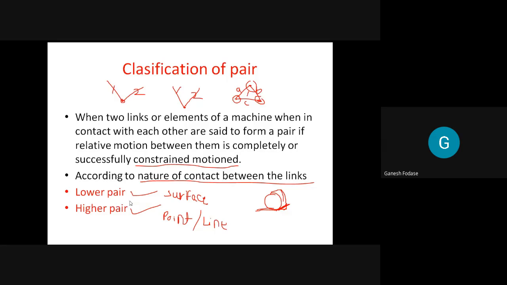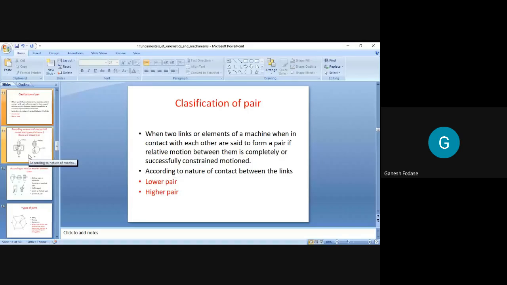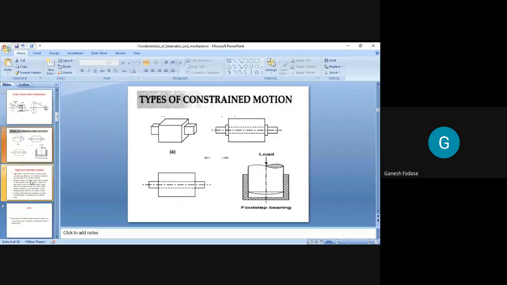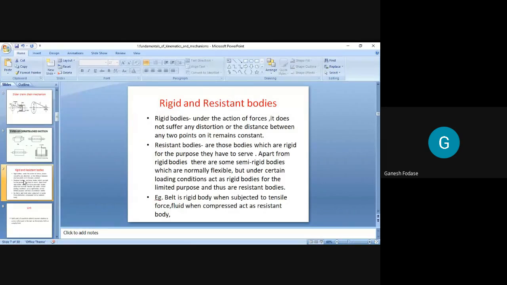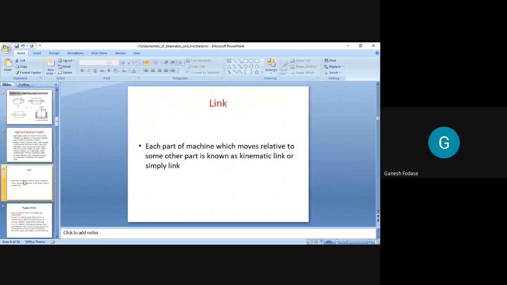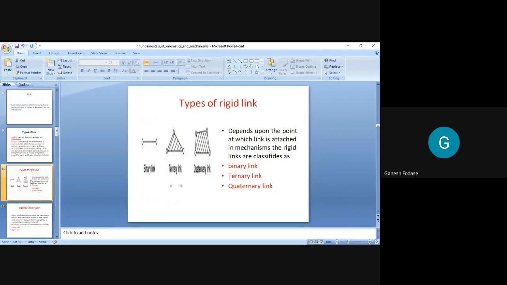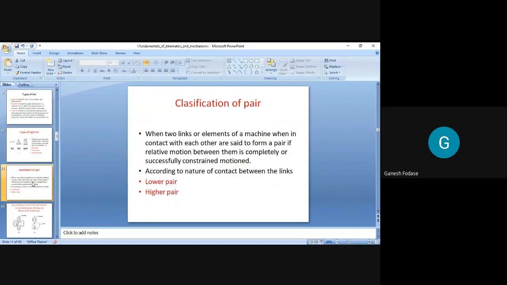So I think we have to stop here as the next lecture is there. What we discussed today is just a small part. We started with what is machine and mechanism. Then I gave you some examples. Then we talked about types of constraint motions. Then what is considered rigid and resistant bodies. Then link, when a part is called a link or kinematic link. Types of links, types of rigid link we discussed. After that, I introduced the definition of pair, and then types of pair. This is what we discussed today. I hope it is clear to all.